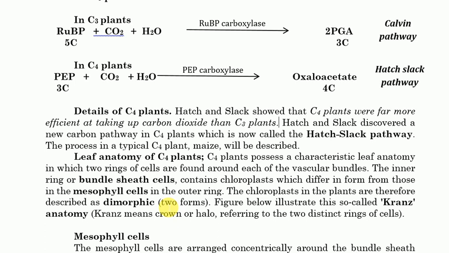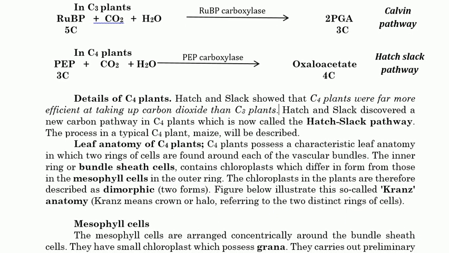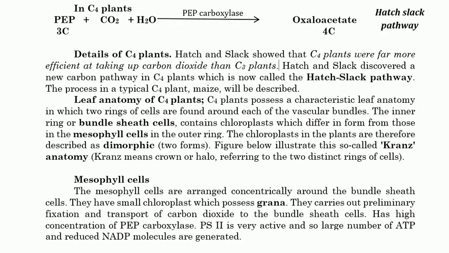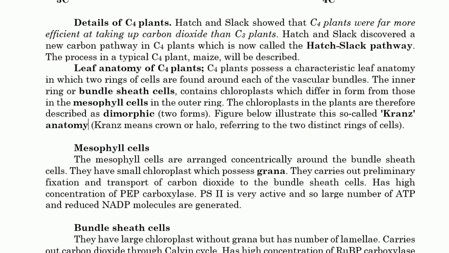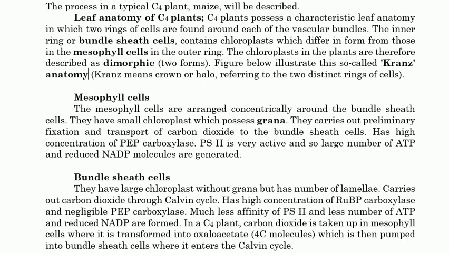And this kind of arrangement is described as the Kranz anatomy. If you ask about the Kranz anatomy, it's the leaf anatomy or arrangement in which we have two types of cells, two distinct cell rings, that is dimorphic, with the inner bundle sheath and the outer mesophyll cells. So let's look later at the mesophyll and bundle sheath cells.